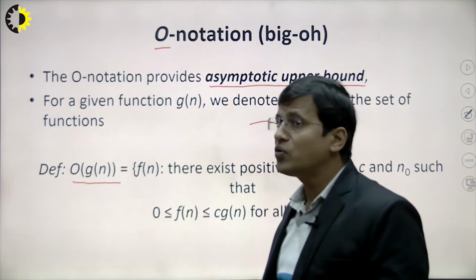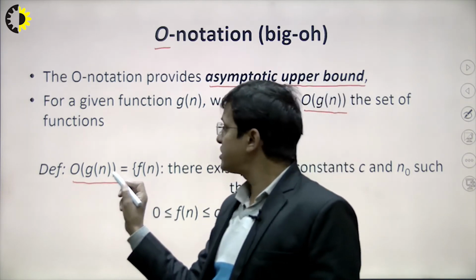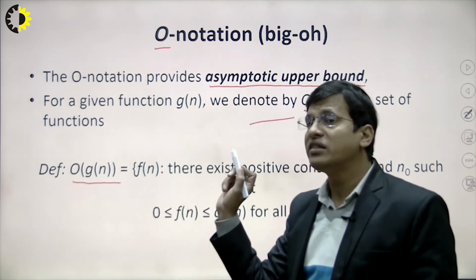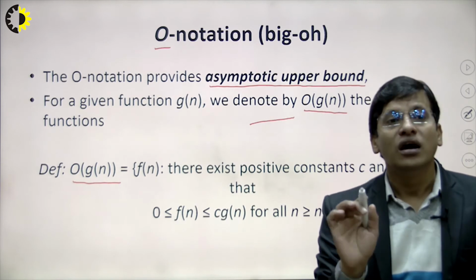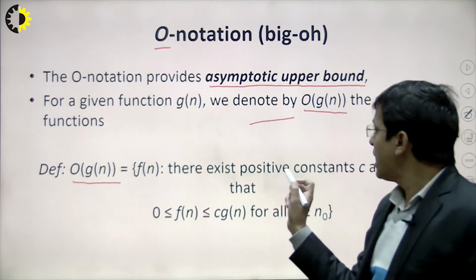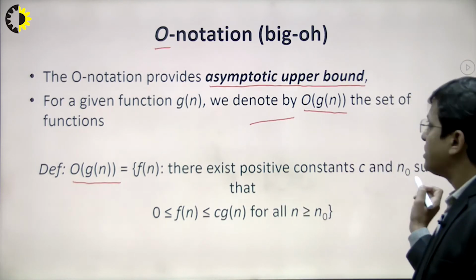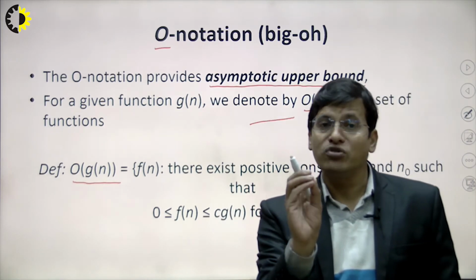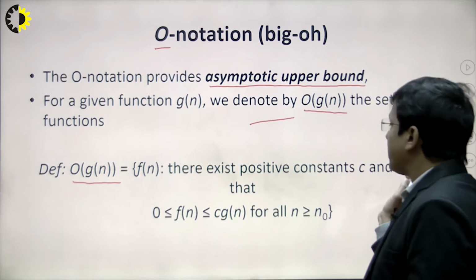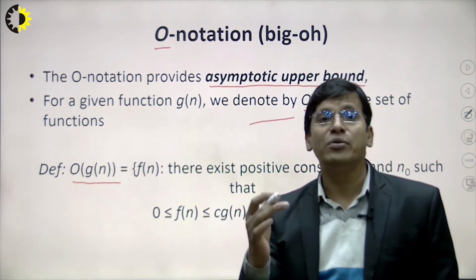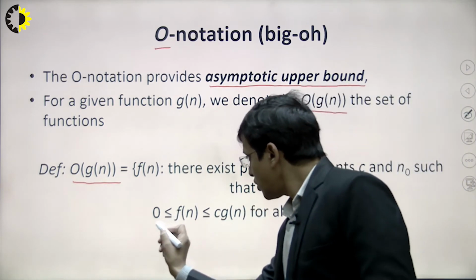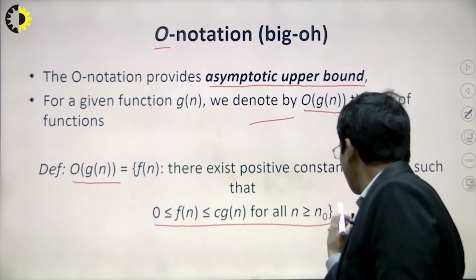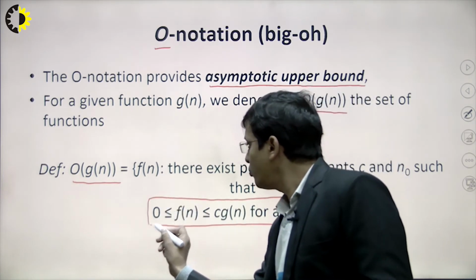How can we compute the Big O of g of n? That will be equal to the set of f of n such that there exist positive constants c and n0, where after a particular input size n0 we look at the behavior of the function, right? This is the main concept of Big O notation.